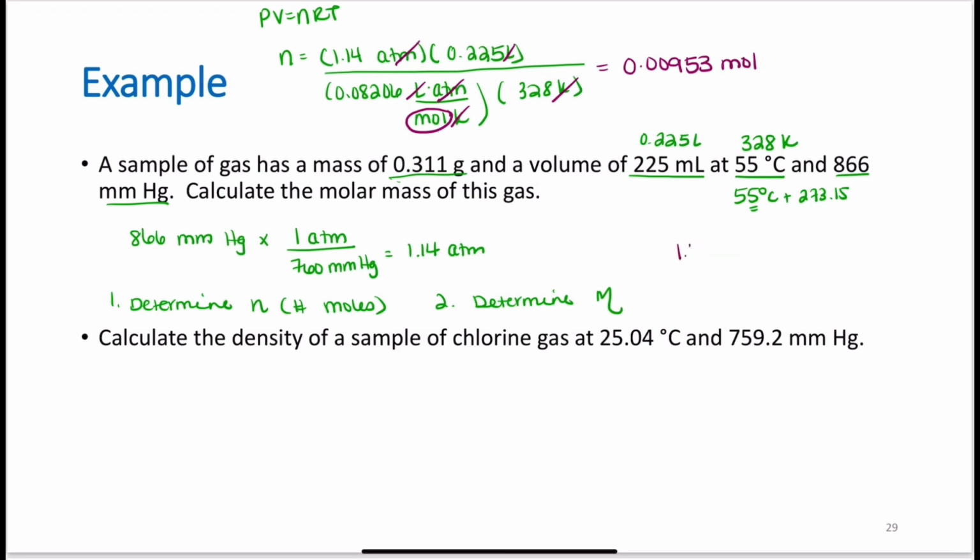Now that I have that, I can find my molar mass by taking that 0.311 grams divided by 0.00953 moles. And I get 32.6 grams per mole. So that's absolutely one way you can do it, and it's completely valid. But we can also do it by just rearranging the density equation. So if you need to pause the video, please pause, as I'm about to erase everything, or most things.